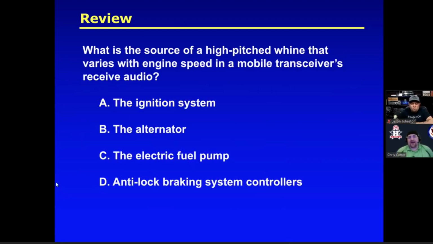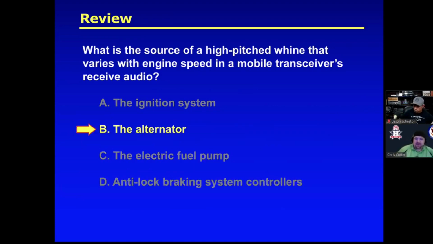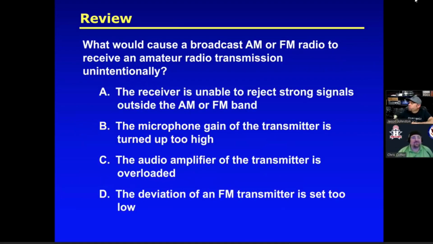What is the source of a high-pitched whine that varies with engine speed in a mobile transceiver's receiver audio? It's going to be the alternator. The faster the RPM, usually the higher the pitch of the whine, and you can hear it as, say, somebody takes off from a stoplight. You can hear the whine go up and then back down, up and then back down, depending on the speed of the engine.